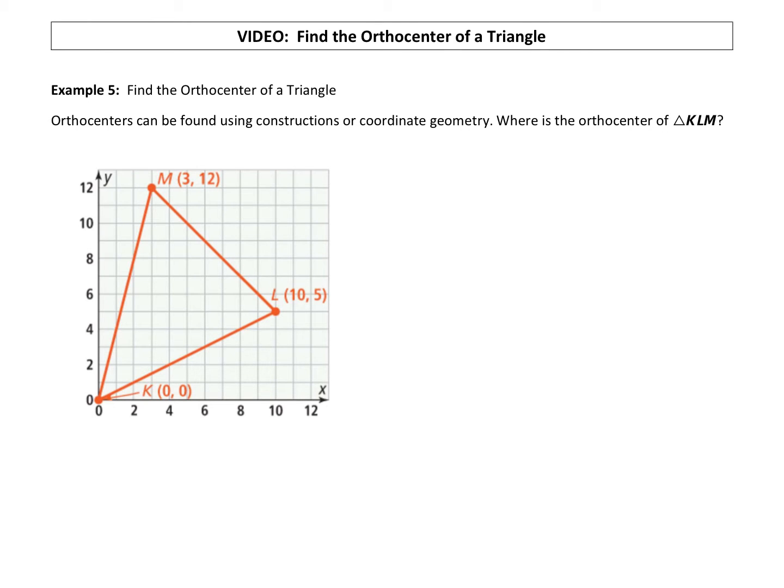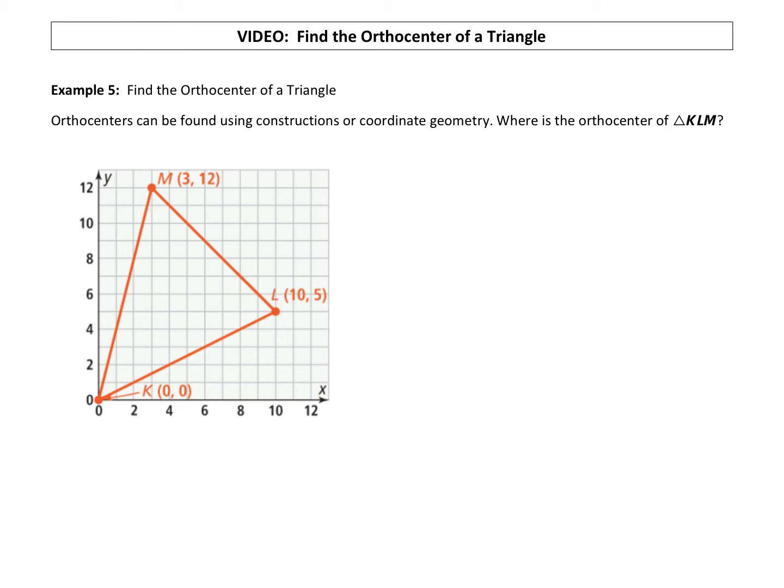All right, last example. Buckle in. This one, this is a good example. We'll be here for a few minutes. Find the orthocenter of a triangle. So orthocenters can be found using constructions or coordinate geometry. We are in a coordinate plane, so we're going to use coordinate geometry.